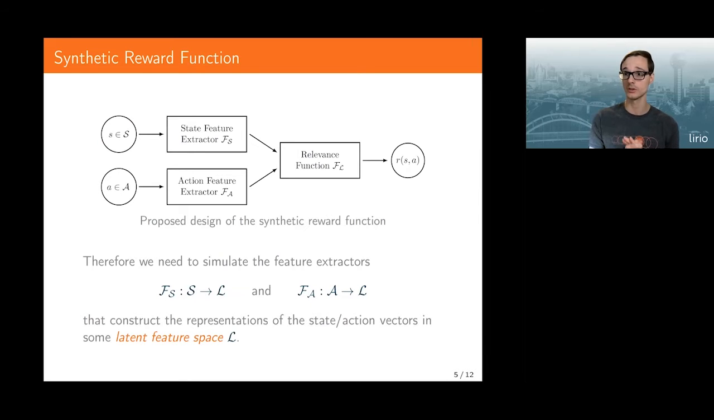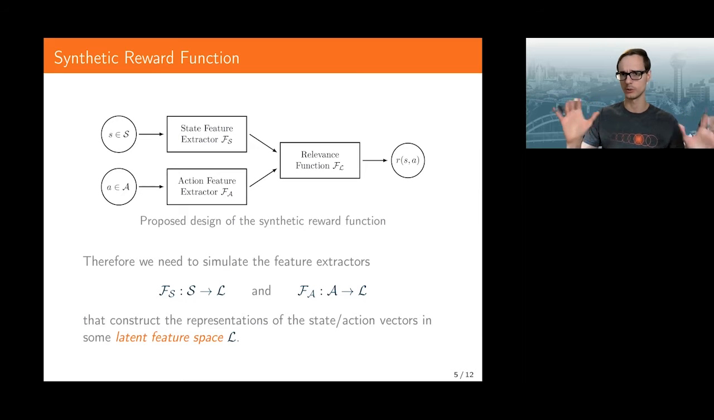First is a state feature extractor that would take as the input the observed state and find its feature representation in a latent feature space L. Second is an action feature extractor, which would do the same thing for an action. It will take an action and output the latent feature representation in a space L. And then finally, once I have the representations in my latent feature space L, I will use some kind of relevance function to determine how good this action for this state is.